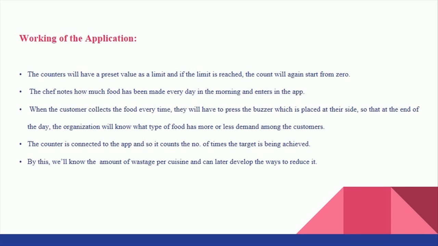side, so that at the end of the day, the organization will know what type of food has more or less demand among the customers. The counter is connected to the app, and so it counts the number of times the target is being achieved. By this, we'll know the amount of wastage per cuisine and can later develop the ways to reduce it.